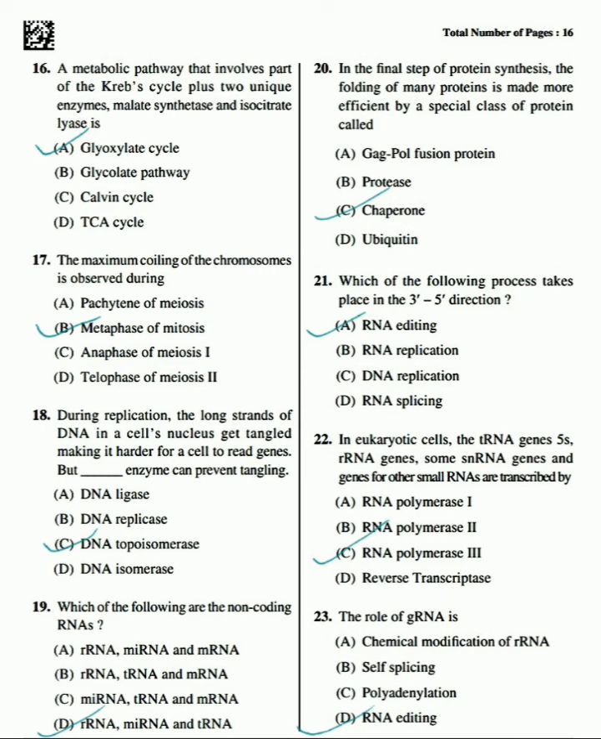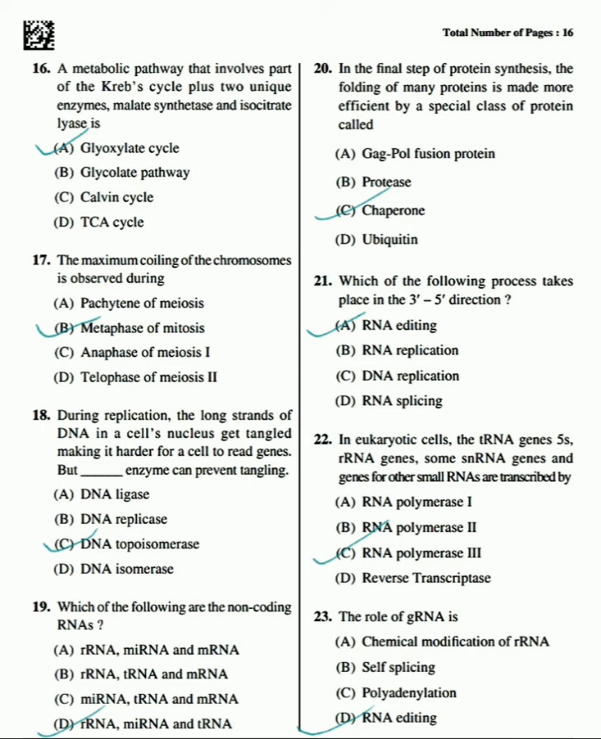Next question, which of the following processes takes place in the 3' to 5' direction? This is a very important and very interesting question. We all know that DNA replication, RNA replication and RNA splicing take place in the 5' to 3' direction and not the 3' to 5' direction. The only thing that takes place in the 3' to 5' direction is RNA editing. So the correct option is option A.